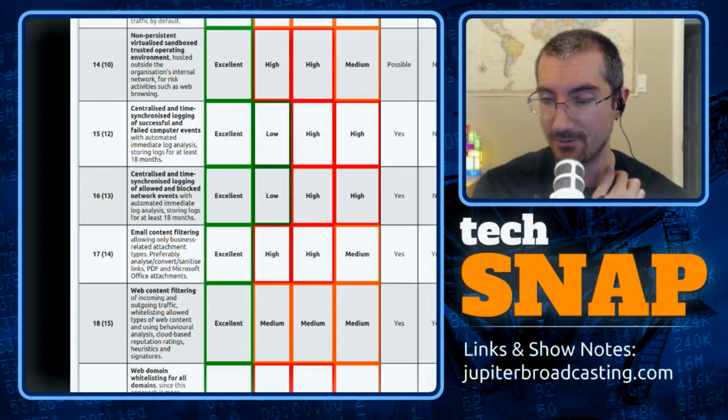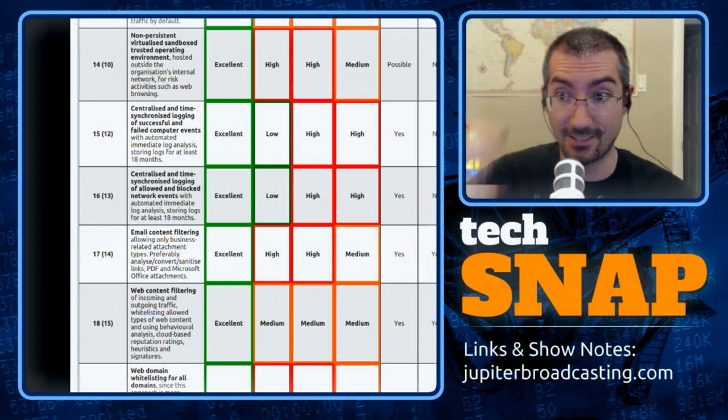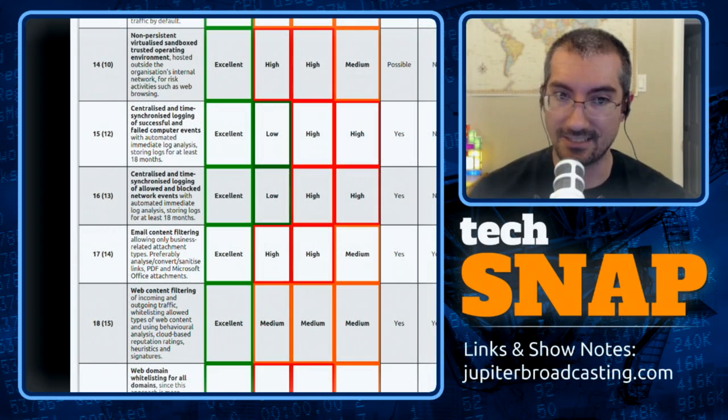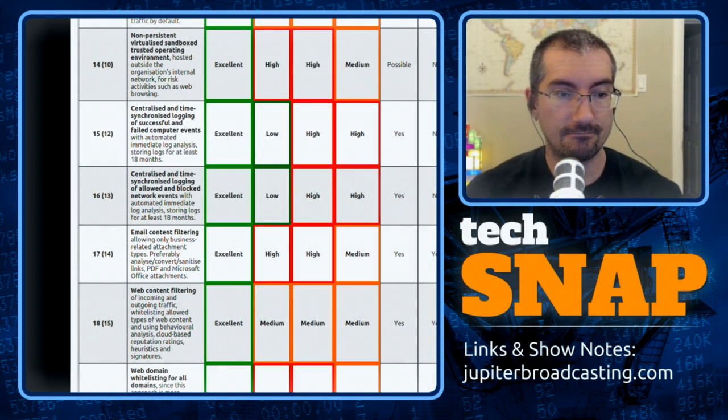Anyway, next is the centralized and time-synchronized logging of successful and failed computer events, kept for at least 18 months, so that in the event something does go bad, you can actually backtrack and figure out when it started, instead of just knowing that your system is compromised now. It's like, well, when did this start? How long has this been going on? But that one's high setup cost and high upkeep cost. Yeah, but come on, that's almost just vital from a decent logging standpoint. Yeah, that's basic. But this is like a full audit trail of every successful and failed event. I suppose that does get complicated.